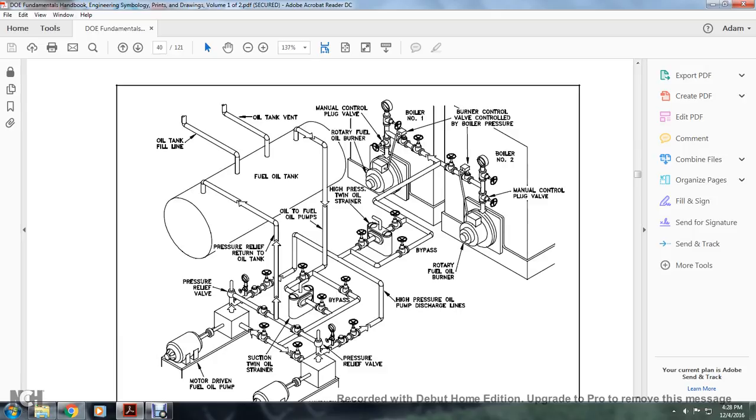This one shows a fuel tank, oil tank, fuel lines, fuel oil tank, reverse pressure lines, the gate valves, bypasses, rotary fuel oil.